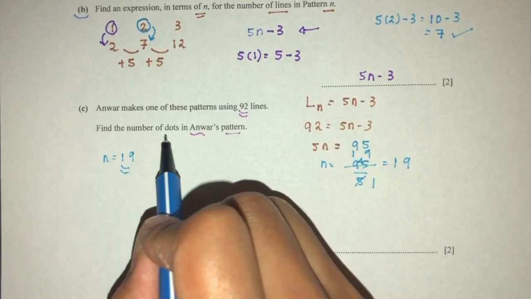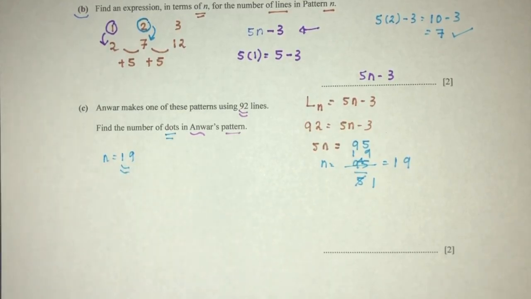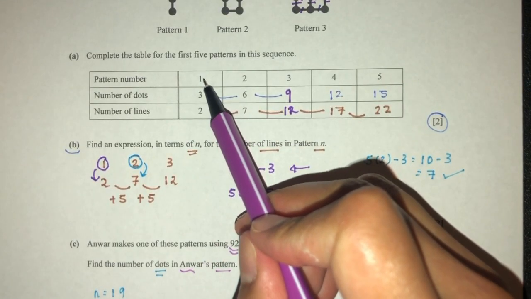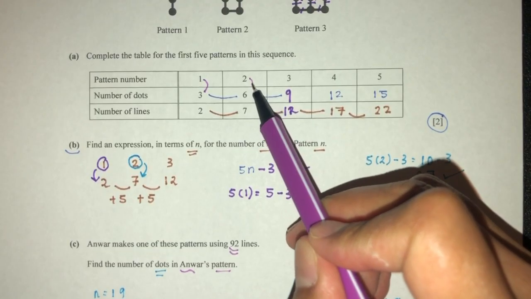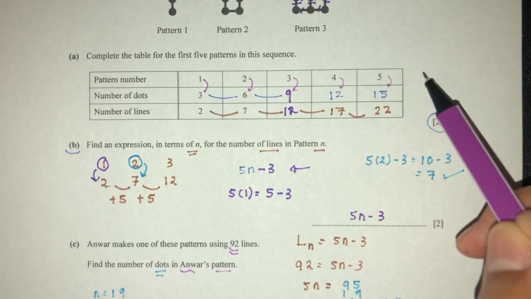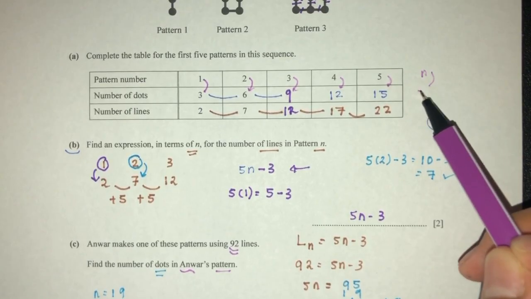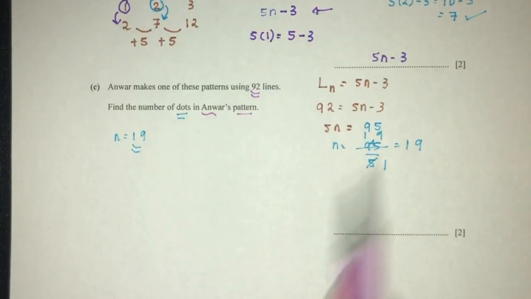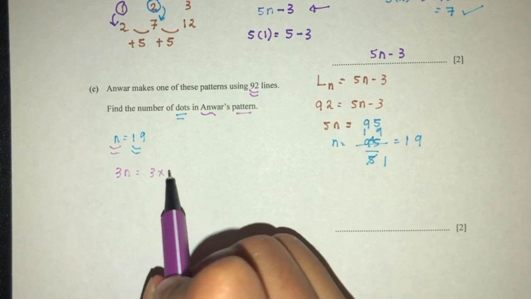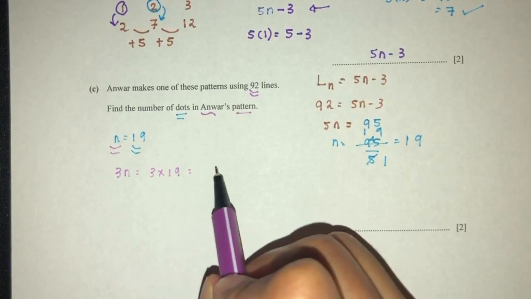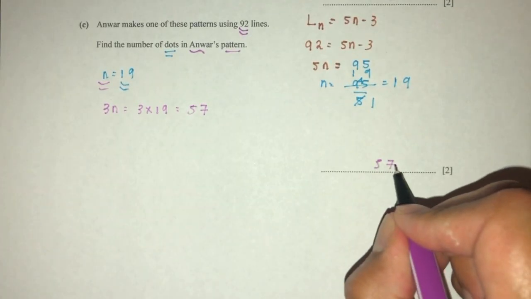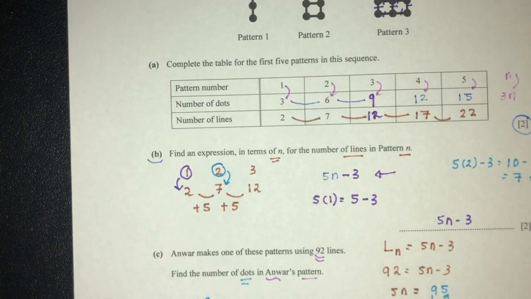Now how many dots do we have for the 19th term? Pretty easy. By observation, you can see that we multiply by 3 each time: by 3, by 3, by 3, and by 3. So n multiplied by 3 is 3n. The number of dots will be 3n. 3 times 19 will be what? 3 times 9 is 27, so that should be 57. The number of dots will be 57. And that will be your question number 22.